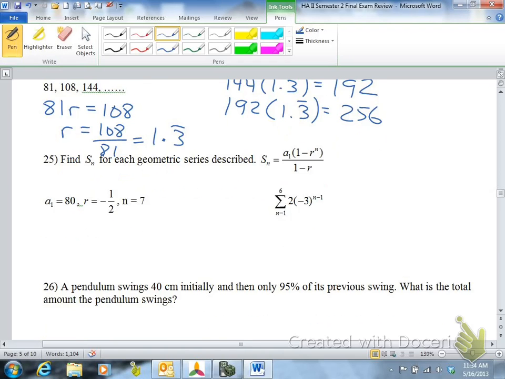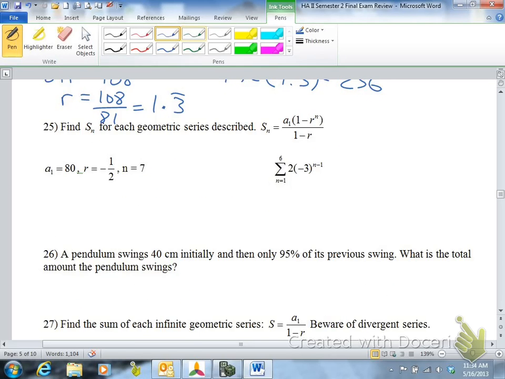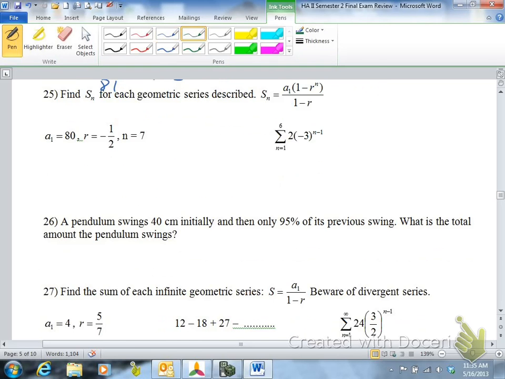Find the sum for each geometric series described. There's one formula. There's also another formula I'll give you, but these two you only need to use that formula. So you have the sum of 7 terms equals the first term times 1 minus negative half to the 7th, divided by 1 minus negative half. Be really careful when you type this.